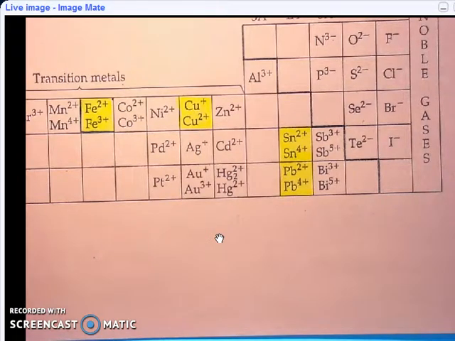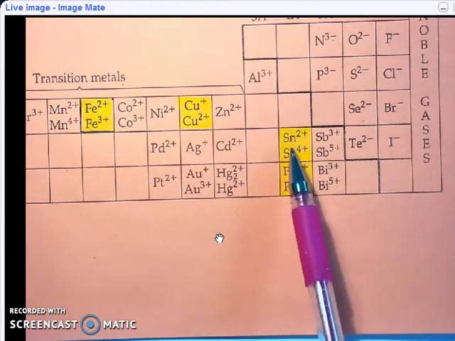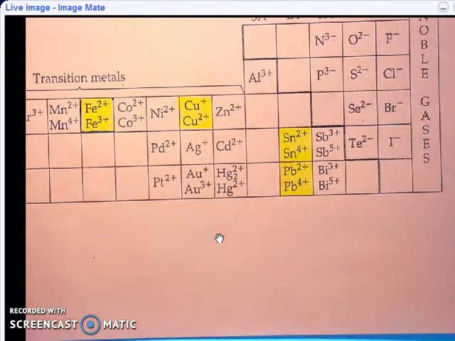Write this in your unit packet. Write this down. You should have that out. So iron can have a +2 or +3. Copper can have a +2 or a +1. And then tin and lead could either have a +2 or a +4. So I want you to become familiar with those 4. Those are the ones you are going to see most of the time.